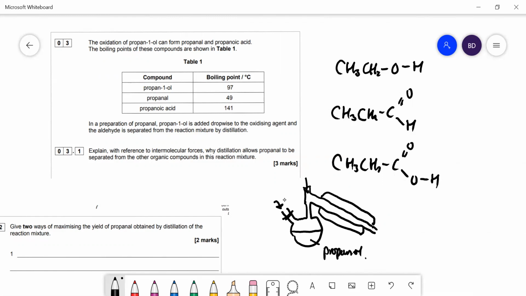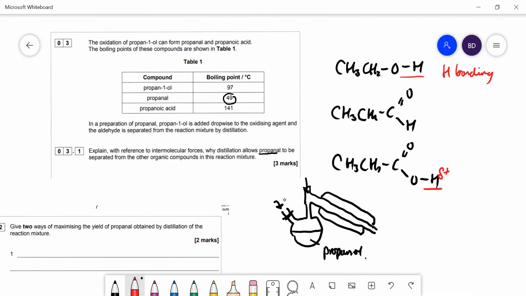Explain with reference to intermolecular forces why distillation allows propanal to be separated from the other organic compounds in this reaction mixture. Well, propanal has got a much lower boiling point, okay, for 3 marks. So I think we just have to say it's got a low boiling point, we'll get a mark for that. Why has it got such a much lower boiling point? Well, look at the intermolecular forces. You've got a hydrogen attached to an oxygen in the alcohol, so you can get H bonding here. You can get H bonding with the carboxylic acid. You've got a hydrogen attached to an oxygen. That's going to make that very delta positive. But in propanal, you don't have a hydrogen attached to an oxygen, so no H bond.